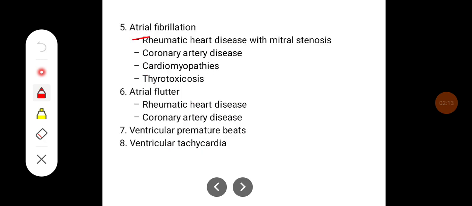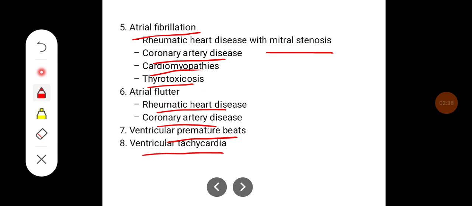It's also seen with atrial fibrillation, as in rheumatic heart disease with mitral stenosis. Atrial fibrillation is also seen in coronary artery disease, cardiomyopathies, or in thyrotoxicosis. Atrial flutter is seen in rheumatic heart disease or coronary artery disease, and tachycardia is also observed in ventricular premature beats and in ventricular tachycardia.